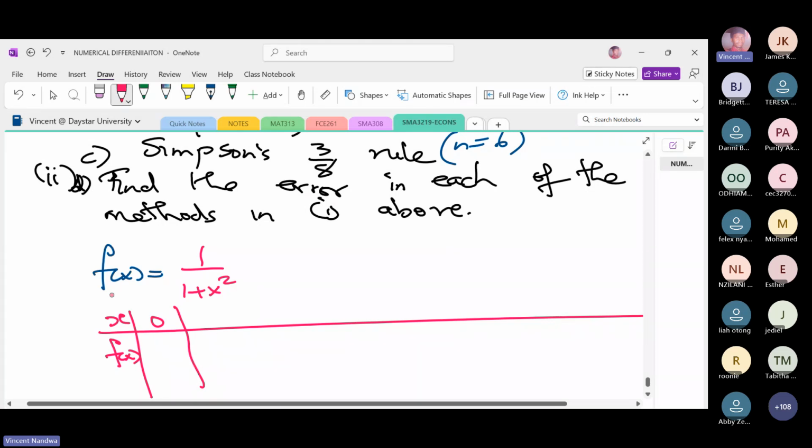So 0 plus 1 is 1. 1 plus 1 is 2. 2 plus 1 is 3. 3 plus 1 is 4. 4 plus 1 is 5. 5 plus 1 is 6. And that is the endpoint.